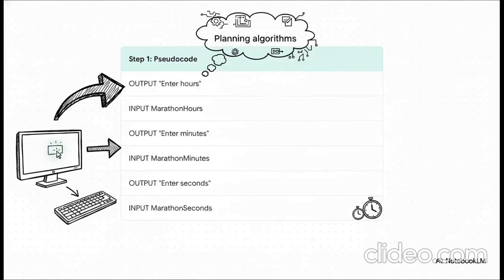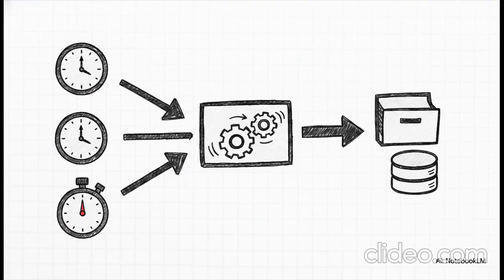Now look at this. See how that one English sentence expands into multiple lines of pseudocode. First, we use the output command to show a message on the screen, asking the user to enter hours. Then, the input command just waits for them to type a number and stores it in our marathon hours box. And we do that exact same thing again for the minutes, and one more time for the seconds. Okay, on to step 2.